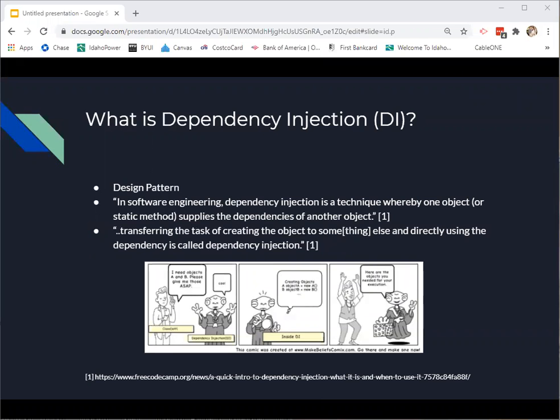Dependency injection can be considered one of many different software design patterns. In software engineering, dependency injection is a technique whereby one object or static method supplies the dependencies of another object. Another way to put it is that it is the act of transferring the task of creating an object to something else and directly using the dependency.